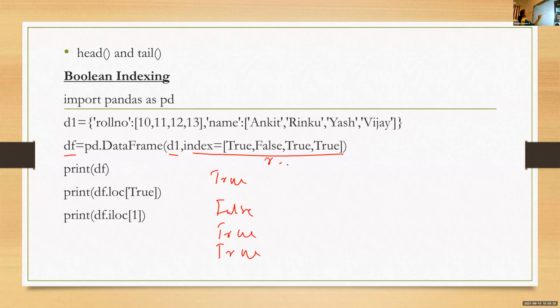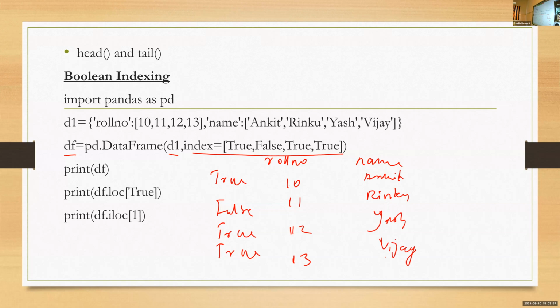Here the roll numbers are 10, 11, 12, 13, and the names are Ankit, Rinku, Yash and Vijay. Here I am using index values true, false, true, true. Instead of the default index values 0, 1, 2, 3, I am giving Boolean values as index. For that purpose, we use Boolean indexing.